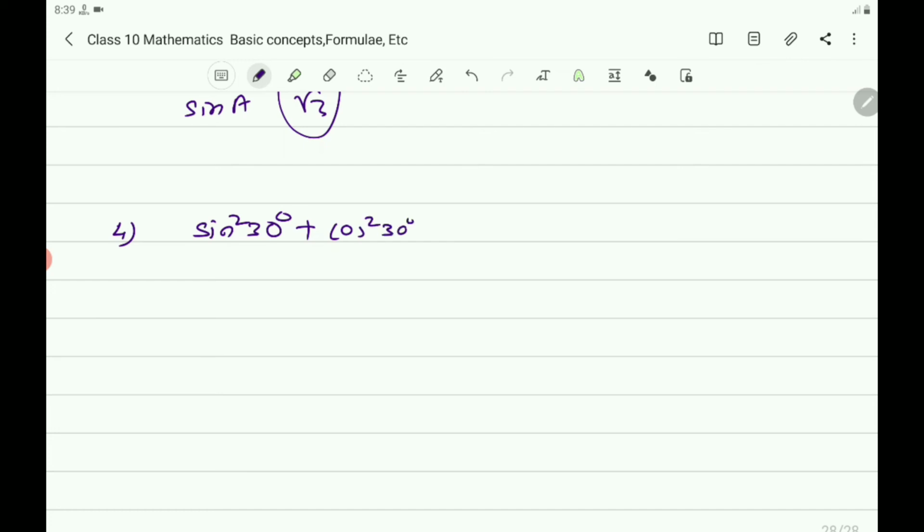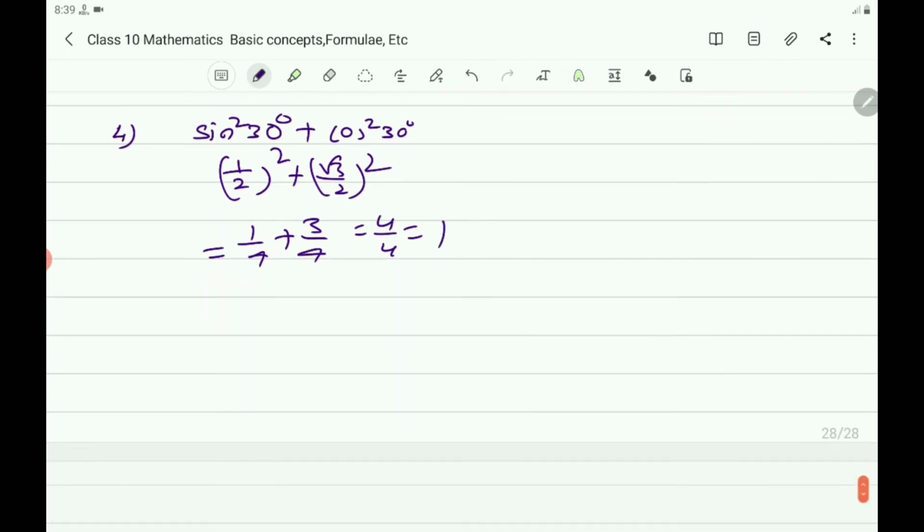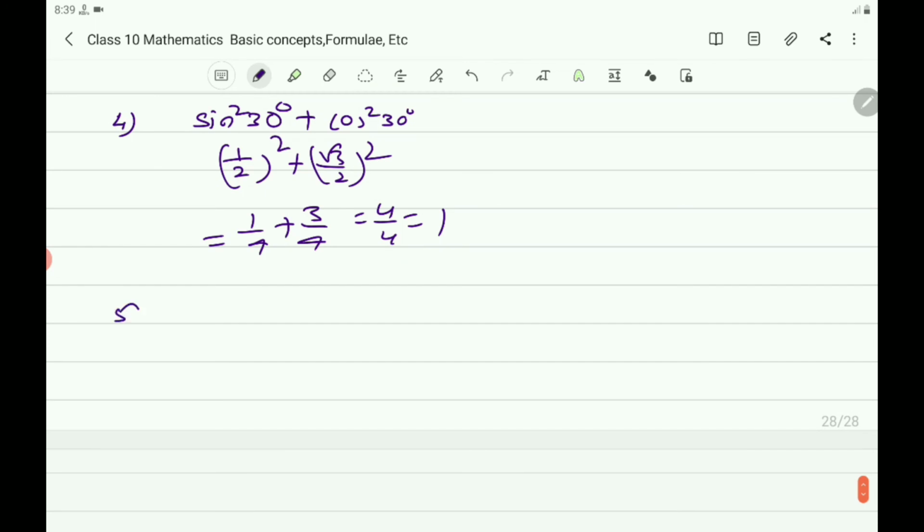Then the value of sin square 30 degree plus cos square 30 degree. You know that sin 30 is 1 by 2, its square. Cos 30 is root 3 by 2, its square. So it becomes 1 by 4 plus 3 by 4. So here these two are same, means you can add. That becomes 4 by 4. 1 you will get. So the answer is 1. Then you take one more question.